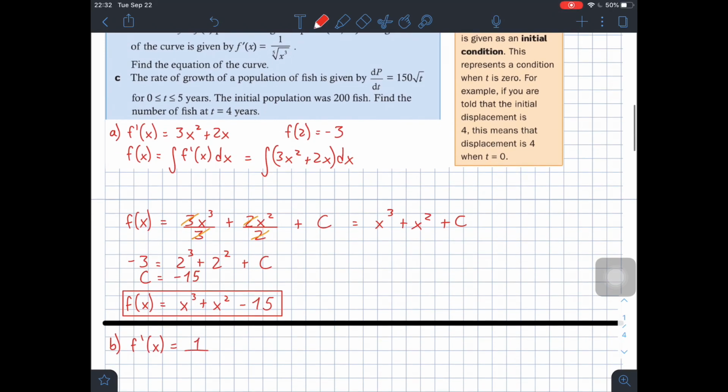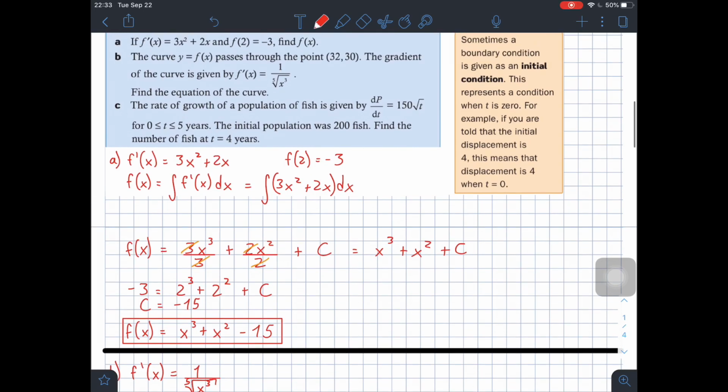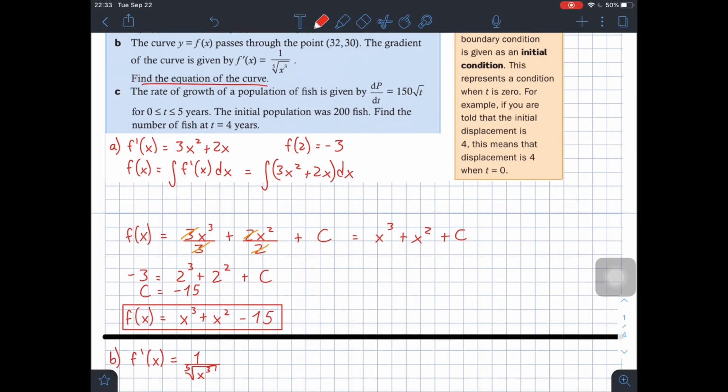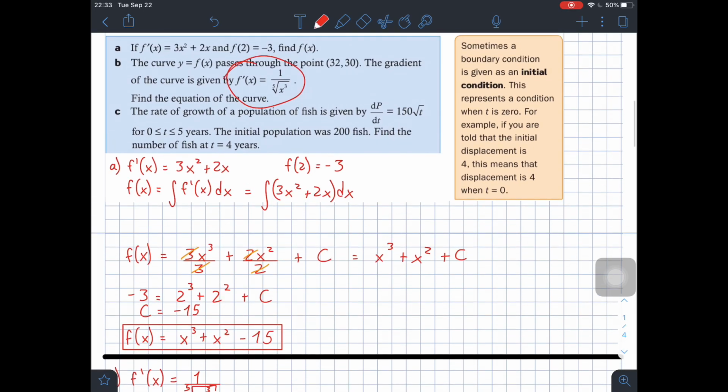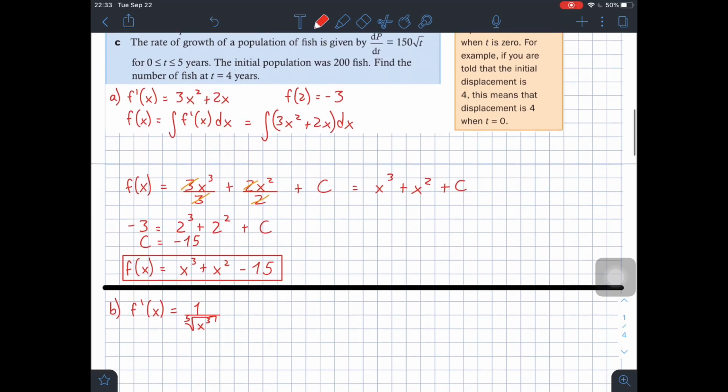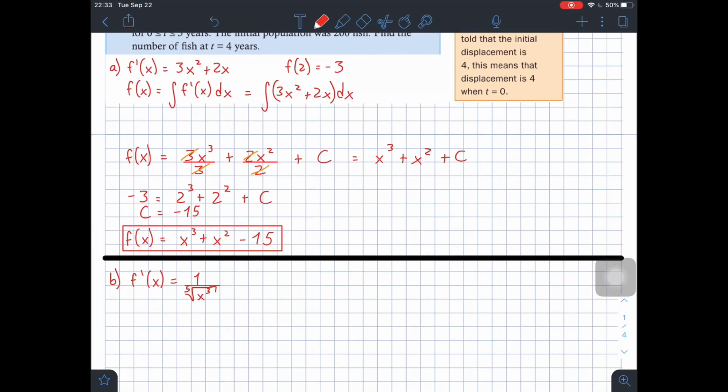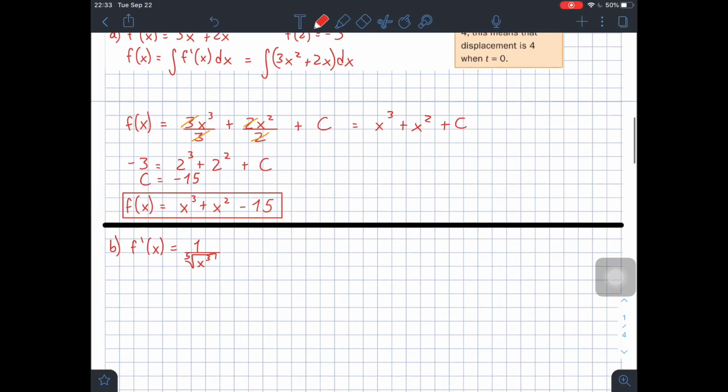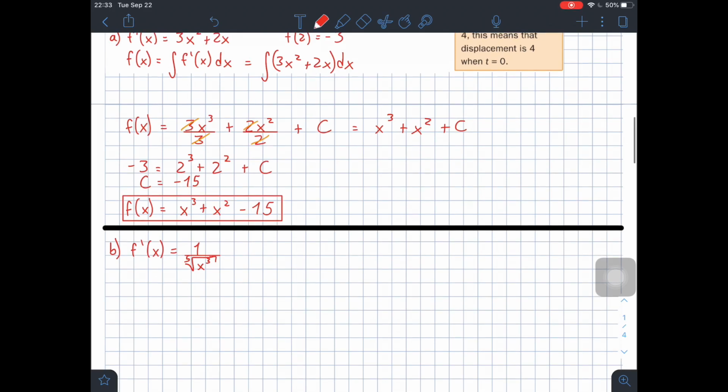over the 5th root of x cubed. The 5th root of x cubed. Find the equation of the curve, okay? So we're given the gradient function, f prime, and we want to find the equation of the curve, which is f of x. So once again, we would have to find the integral of this expression before actually finding the particular solution, right?